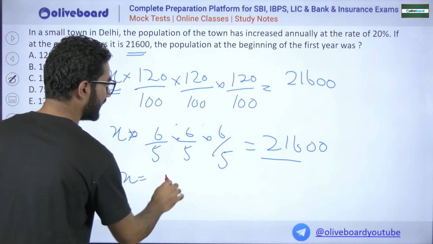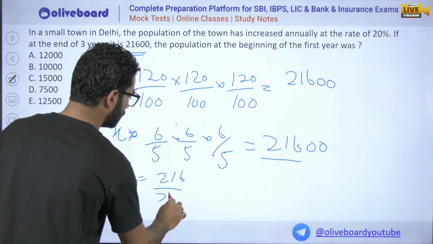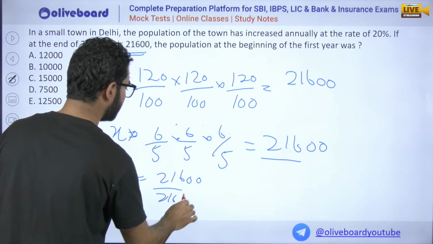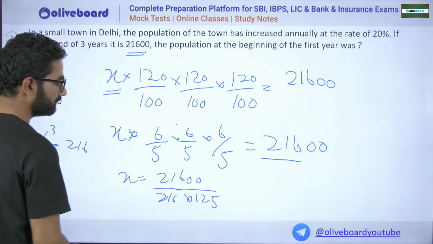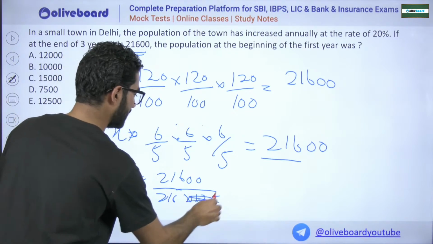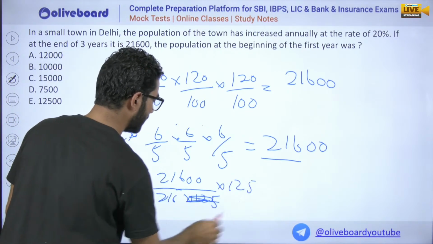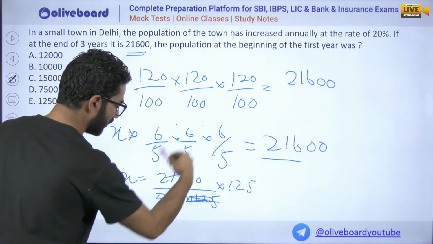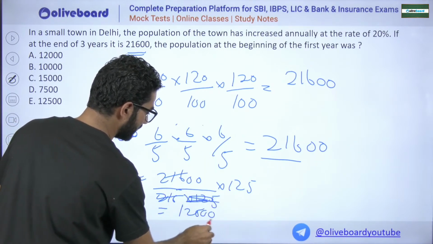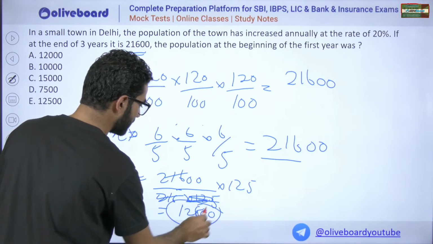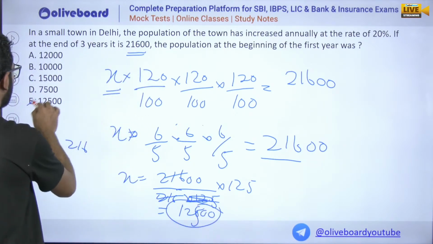We have X will be 216 multiplied by 125 at the numerator. So the 216 will cancel out, and we have 100 here. So 125 times 100 will be 12500, which is the correct option for this. Option number E was the correct option.